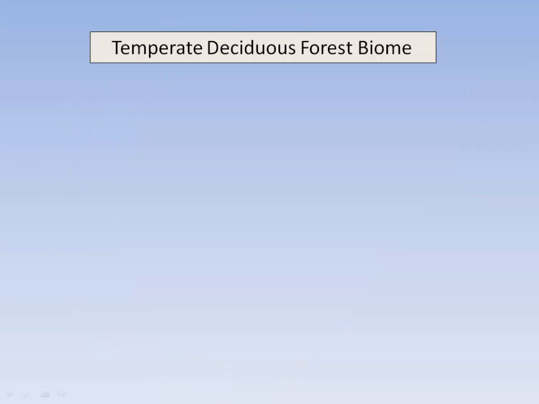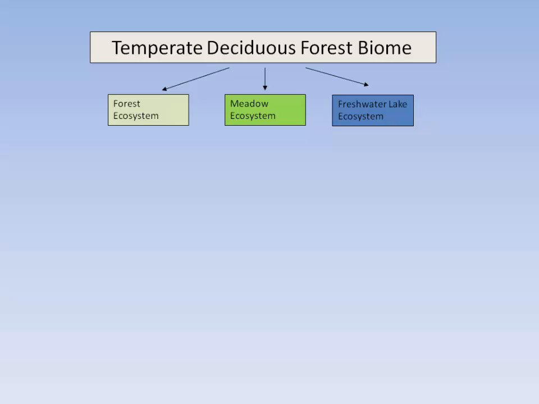So let's look at our particular biome, which is the temperate deciduous forest biome. And we might be walking through the woods and we come upon an open field with a pond in the middle. So we would have three different ecosystems there. We would have the forest ecosystem, the meadow ecosystem, and the pond or freshwater lake ecosystem.